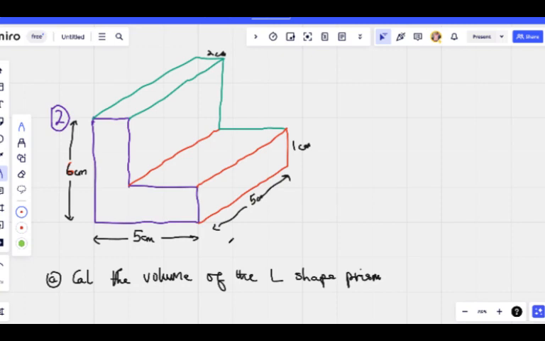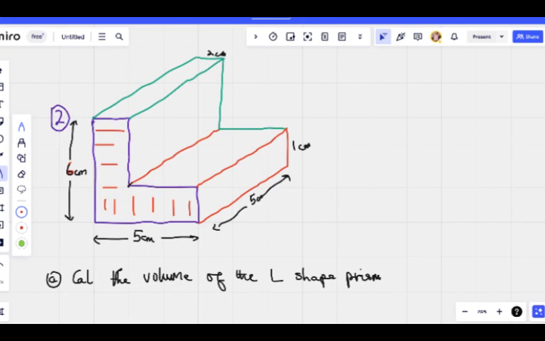We cannot calculate the volume of this if we don't find the cross-sectional area of the prism. So we have to identify our cross-sectional area, the base of this type of prism. Since they call it an L shape, we're going to take the L as the cross-sectional area. This way and this way. This is going to be our cross-sectional area because they say L shape, so it has to be an L shape.